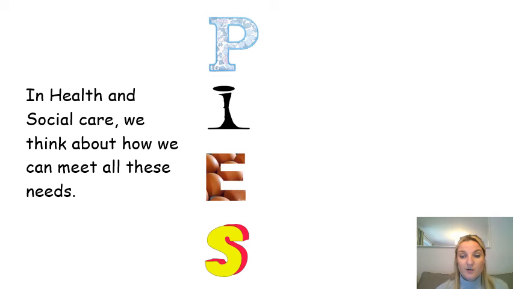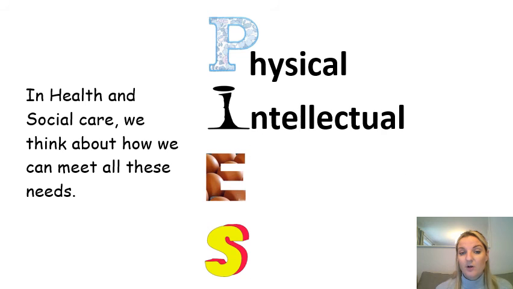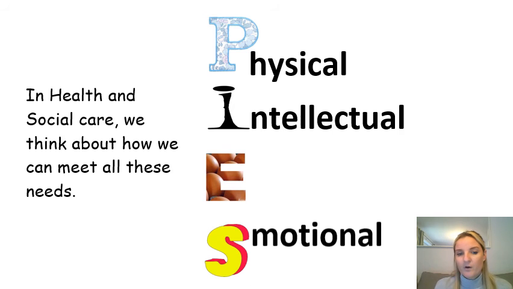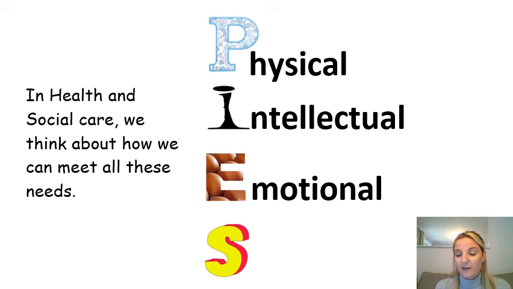So in health and social care, when we're thinking about our needs and what we need to be able to maintain a healthy life, we talk about this acronym PIES, okay? And each of the letters of PIES stands for a different type of health. So we've got physical, which is our body. We've got intellectual, which is the way we think and how we learn. We've got emotional, which is how we feel, and social, which is the friendships and the relationships that we develop.